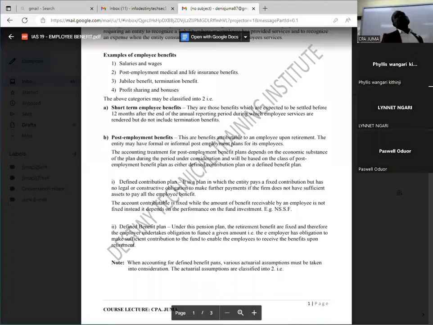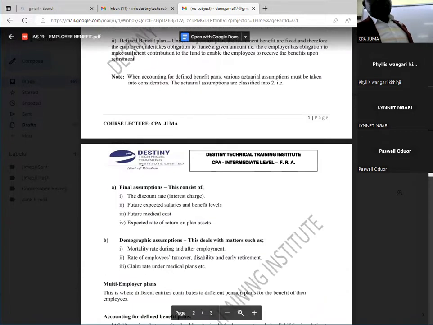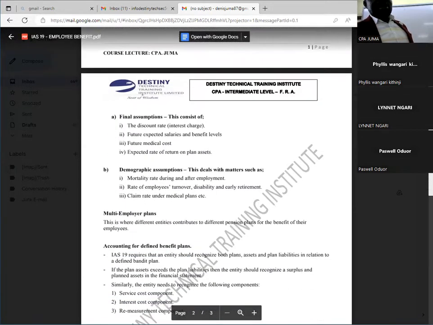So we contribute, and at the end of year 10, provided you have contributed what we have agreed, we'll be able to give you a sum of this and that. Note, when accounting for a defined benefit plan, various actuarial assumptions must be taken into consideration. The actuarial assumptions are classified into two. I hope we know the actuaries. Actuaries are the people who normally fix how much you are supposed to contribute and how much you will receive.